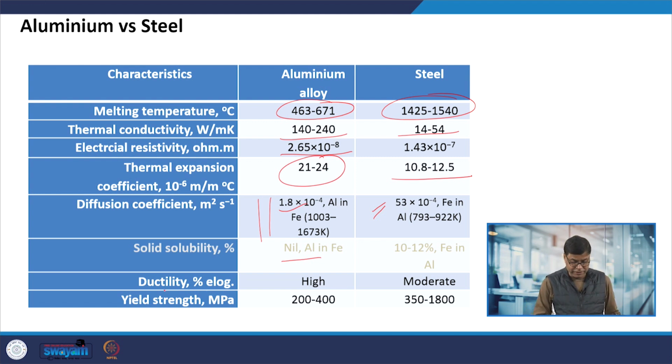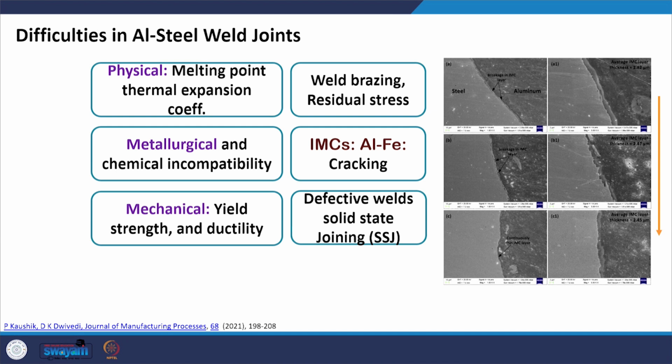Okay, and the ductility is high, it is moderate in case of the steels, and yield strength is also moderate, like say 200 to 400 MPa, and in case of steels it is a wide range depending upon the steel compositions and the condition of the steels. What happens when the aluminum is subjected to fusion welding with the steels? The challenges imposed in such dissimilar metal joining include the large difference in the melting point and thermal expansion coefficient.